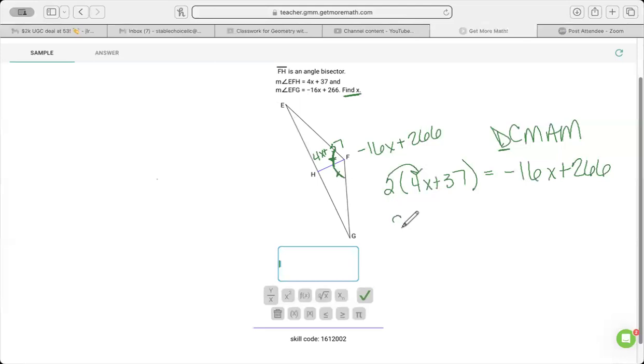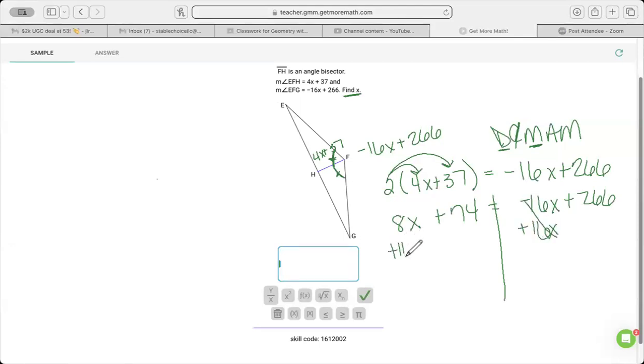So 2 times 4x is 8x. And 2 times 37, I'm going to put that in my calculator, is 74. And then just copy this down. And then I cannot combine anything on the left or on the right. And then we're going to move the smaller variable. So my smaller variable, the furthest in the negative, is negative 16x. So we're going to add 16x. So 8 plus 16 is 24x.